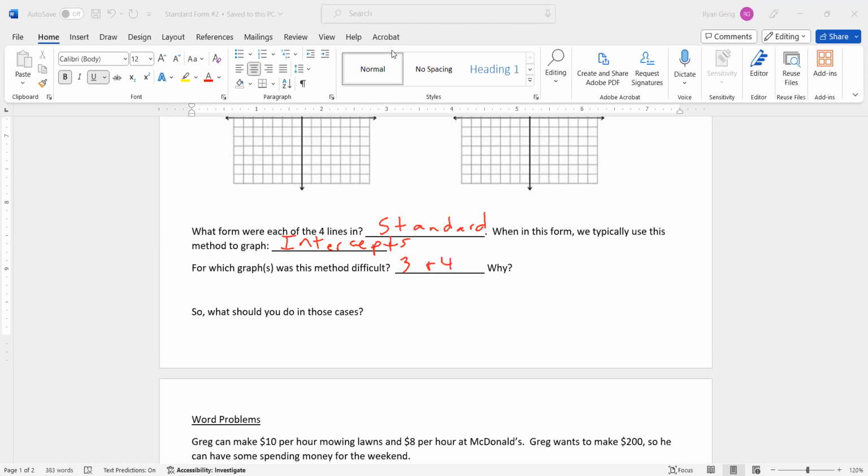Why? Well, make sure you see this. When are intercepts not good to use? I don't know if we call them bad. They're not really bad, but when you have a bad x-intercept or y-intercept. If they're not a whole number, it's hard to graph them. Or when the intercepts are off the graph.